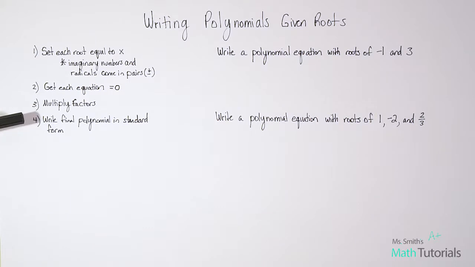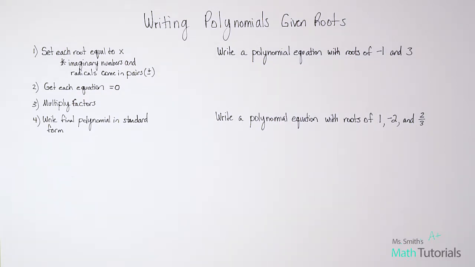Our third step is going to be to multiply our factors using FOIL or distribution, however you want to do it. And then step 4 would be to write the polynomial in standard form. So once we get our final answer, we just need to make sure we're writing it with the highest exponent first, then the next highest exponent, and so on down, and then the constant last. So we'll see all of these steps in action.